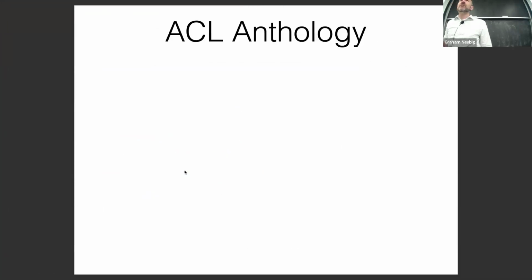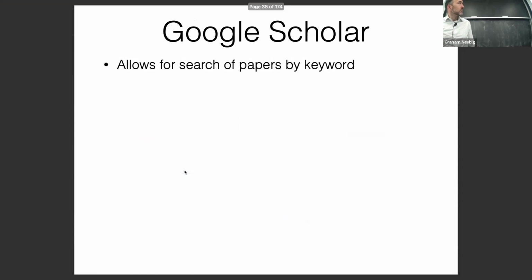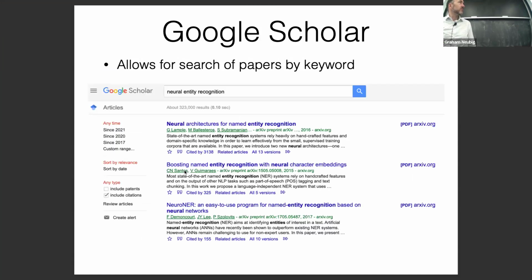If you're doing a more machine learning oriented thing, you can do the same thing for the NeurIPS proceedings or the ICML proceedings or something like that. Separately from this, you can go through Google Scholar. This allows for a search of papers by keyword. So if I write neural entity recognition, it will give neural architectures for named entity recognition, all of these things like this.